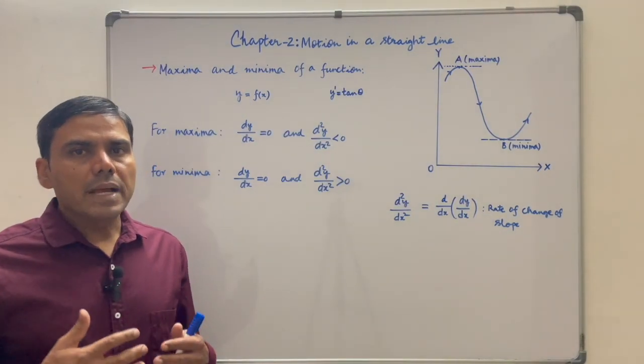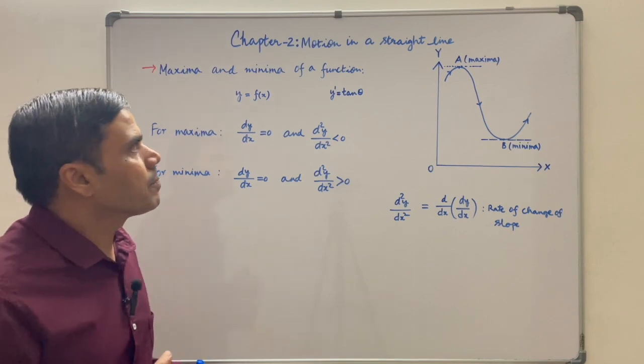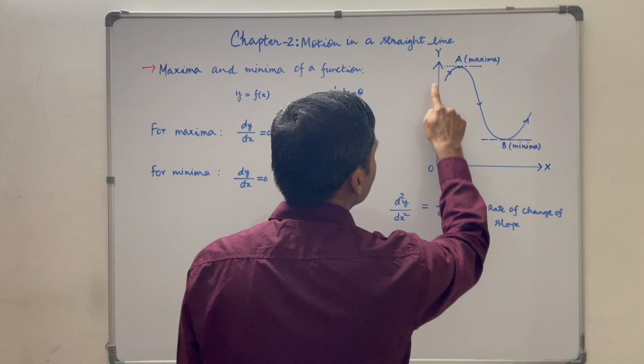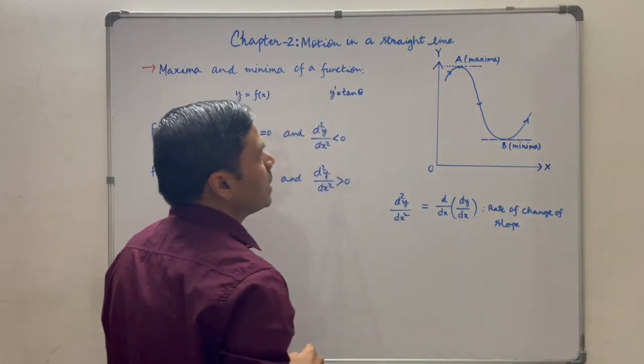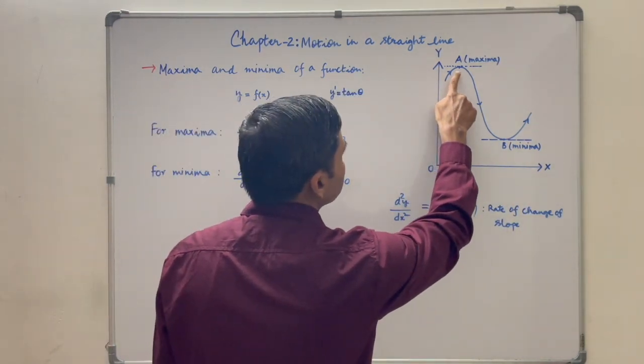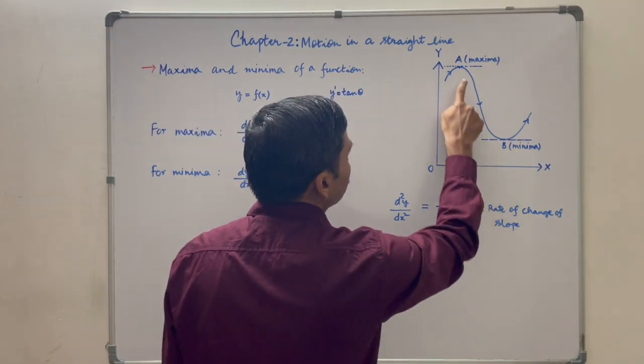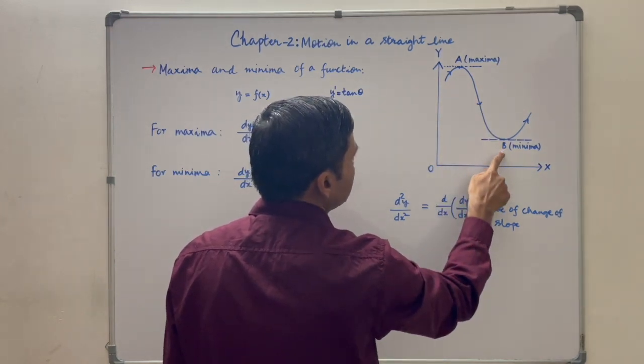Now let us see maxima and minima of a function. Consider a particle moving along this curve in the 2D Cartesian coordinate plane. At point A, it is at the top, and at point B, it is at the bottom. Point A is the maxima and point B is the minima.